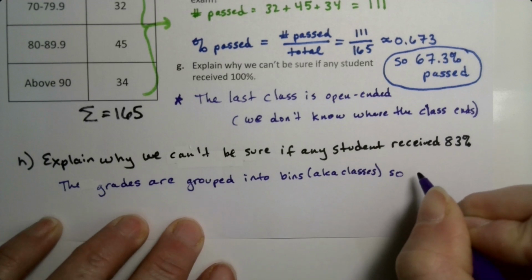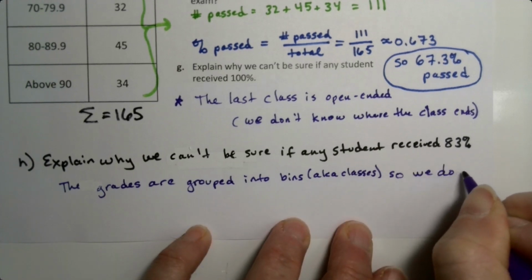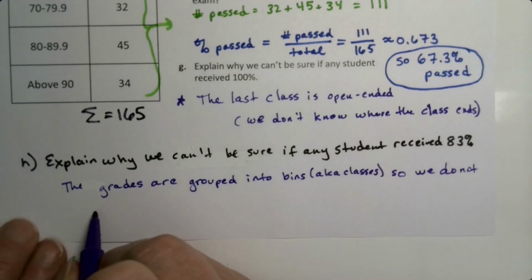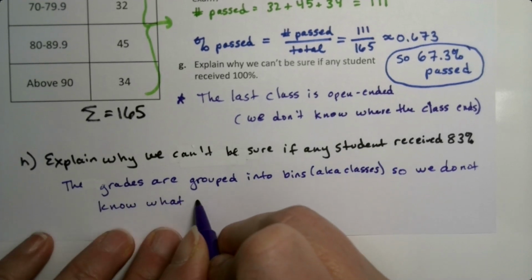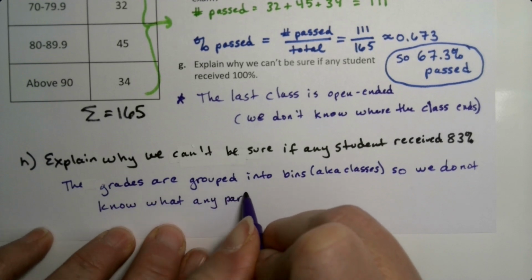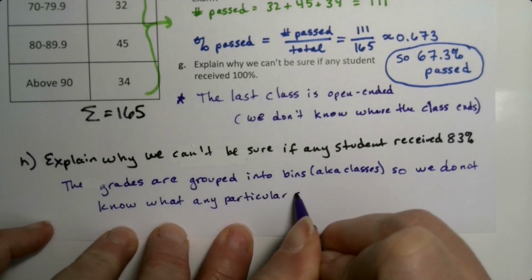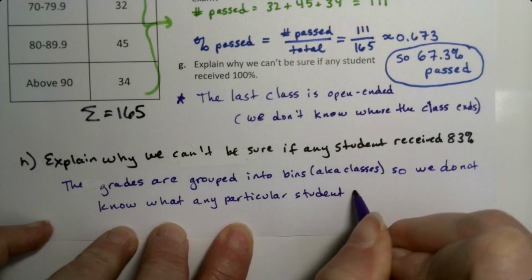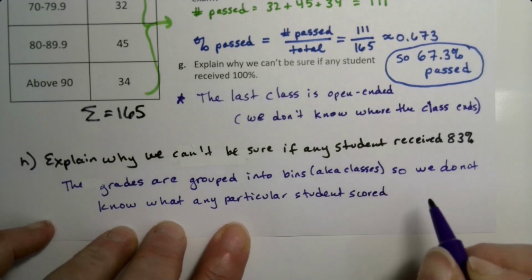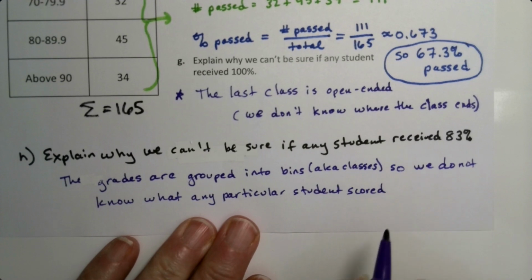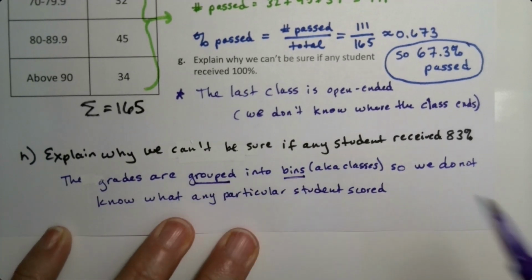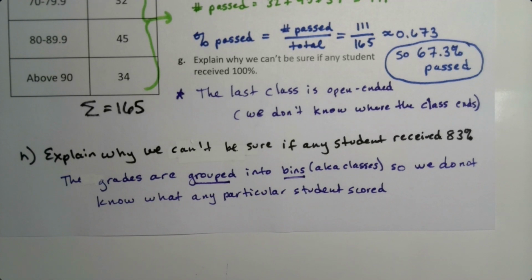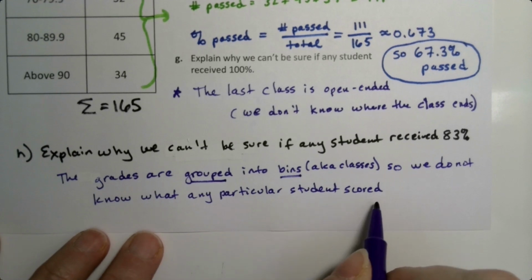So we don't see the individual scores. So we do not know what any student scored. Right? It's grouped, right? That's another way to say that, right? They're grouped into these bins. So we don't know what anybody got, right? We just know what bins they fall into, but we don't know what any one particular student scored.